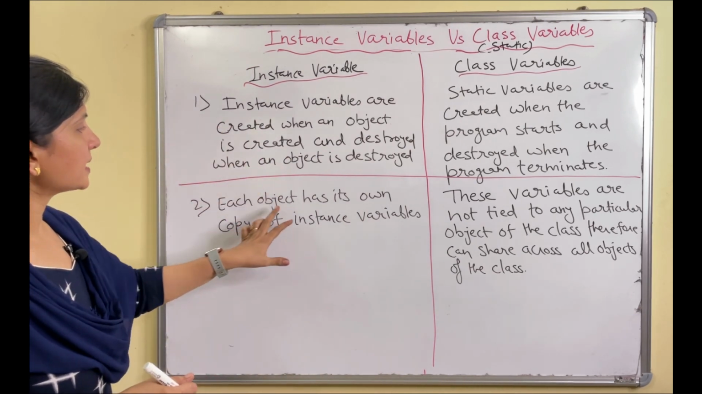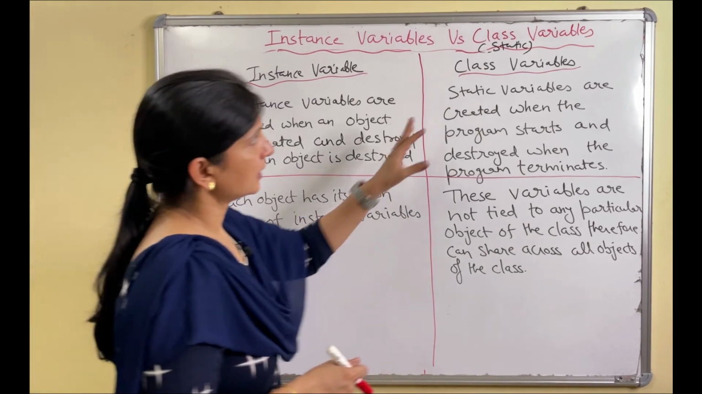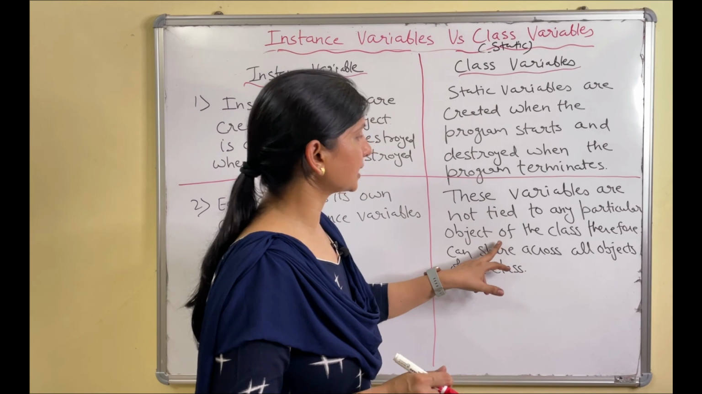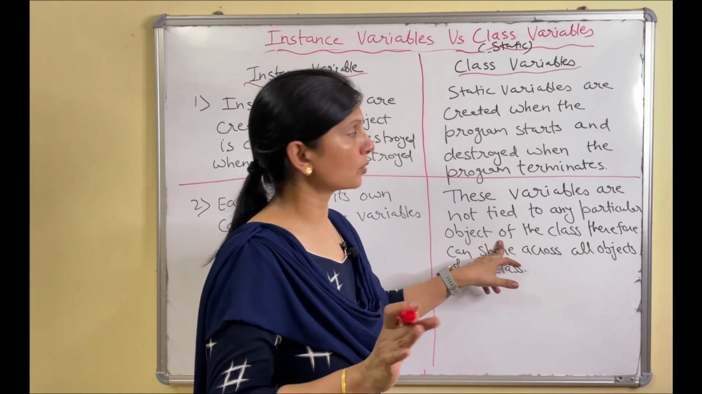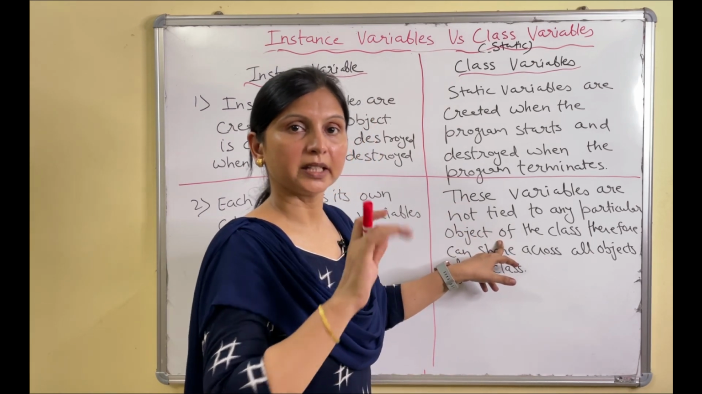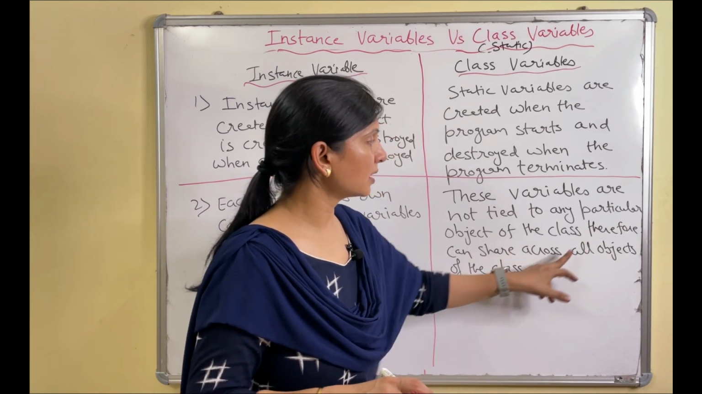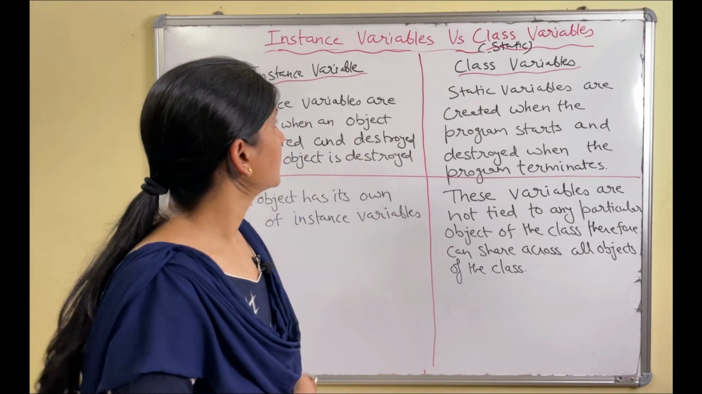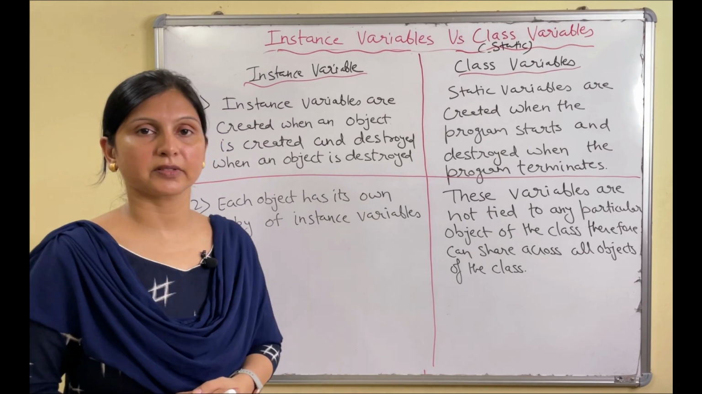And the second point is each object has its own copy of an instance variable, but in case of a class variable, these variables are not tied to any particular object of the class. So each object doesn't have its own copy of the class variable. The class variable has one copy and it will be shared, and therefore it can be shared across all objects of the class. So these are the two main differences between instance variable and class variable.